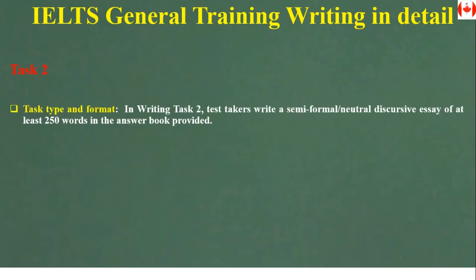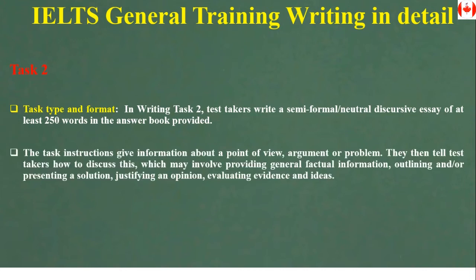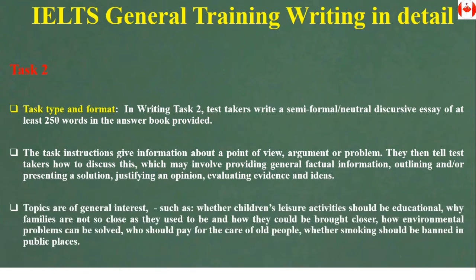In the second task, writing task 2, you write a semi-formal, neutral, discursive essay of at least 250 words in your answer book provided. The task instruction gives information about a point of view, argument or problem. You will have to discuss this, which might involve providing general factual information, outlining and or presenting a solution, justifying an opinion, and evaluating evidence and ideas. So this task counts as twice the score of task number 1.